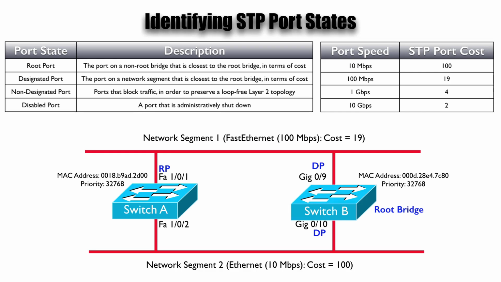What's left over? Well, we've got Fast Ethernet 1/0/2 on switch A. Assuming it's not administratively down, it's not disabled in other words, then it's going to be a non-designated port. It's going to be blocking. And let's take a moment now and go out to a live interface and see if we can determine who is the root bridge. Which ports are blocking? Which ports are forwarding? Let's go out to a live interface now and check it out.